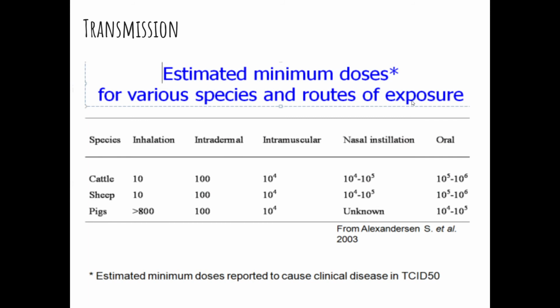As you can see here, the estimated minimum doses for infection vary between species and display the most susceptible hosts, such as the pig.